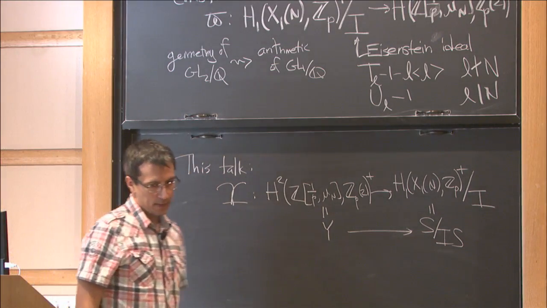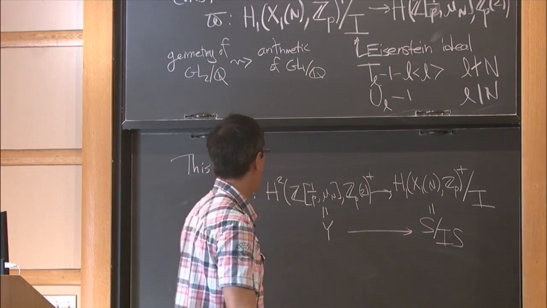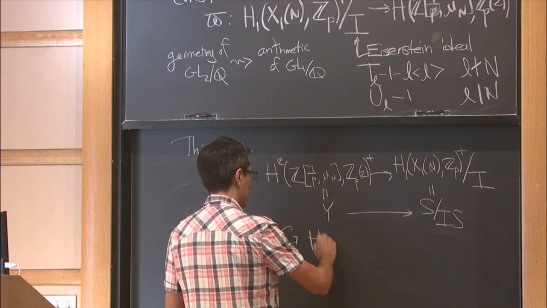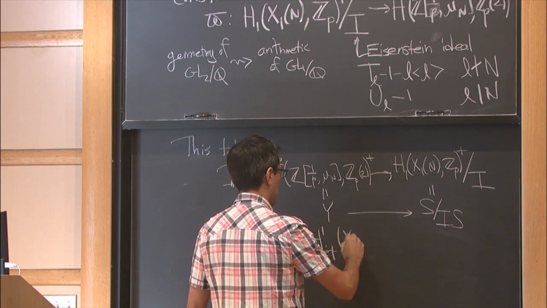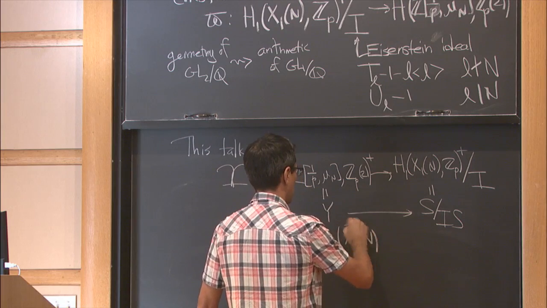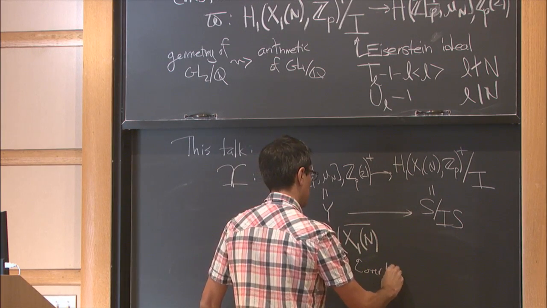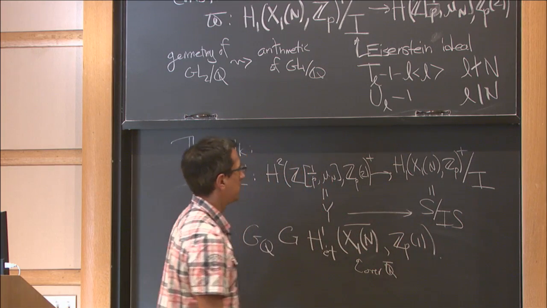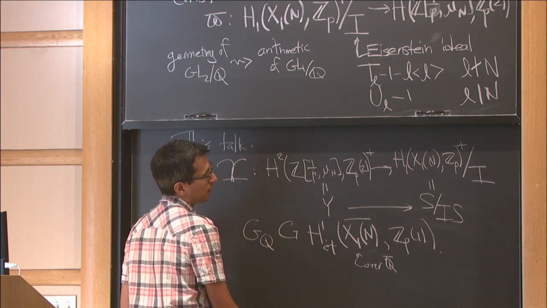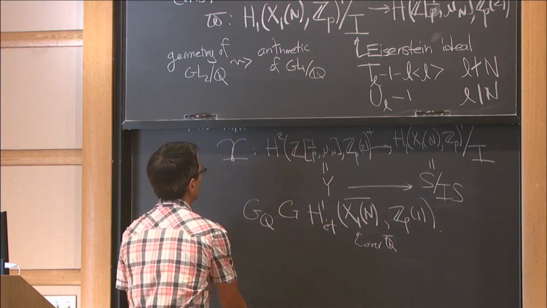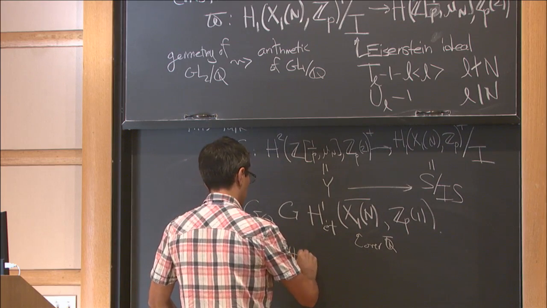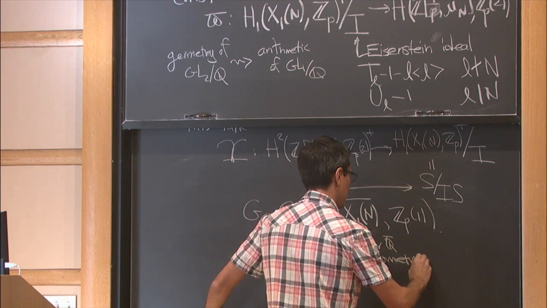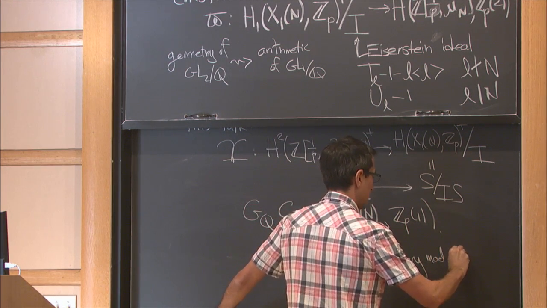And this map will not be explicit. It's going to be constructed out of the action of the absolute Galois group of Q on the etale cohomology of the modular curve X1(n) over Q bar with Z_p coefficients, mod the Eisenstein ideal. So this is going to be the direction where arithmetic goes to geometry. I said near the boundary, or you could say mod the Eisenstein ideal.